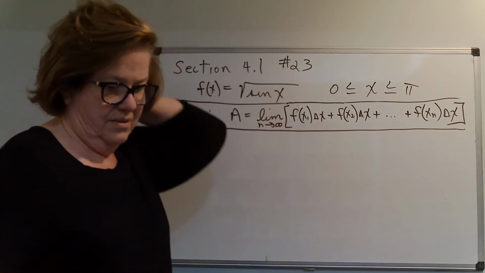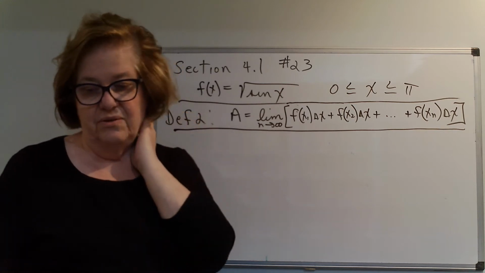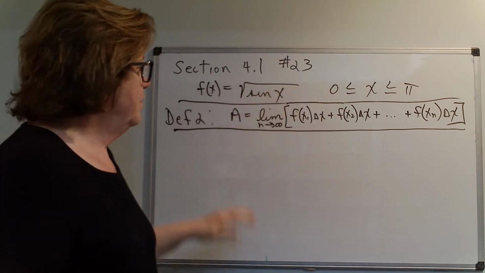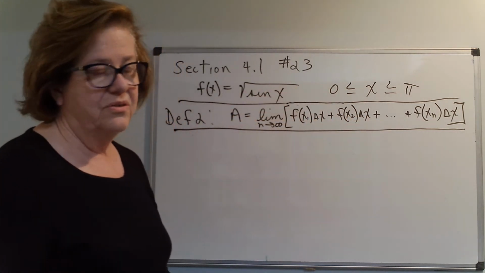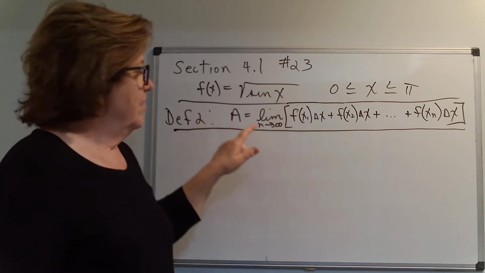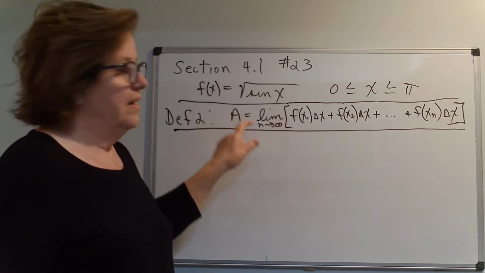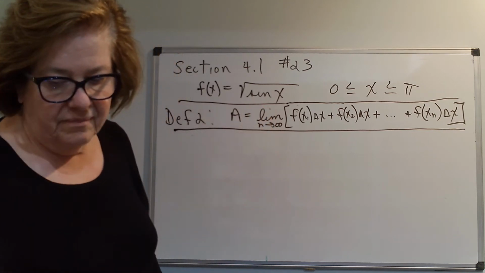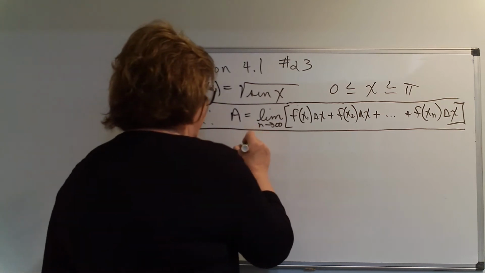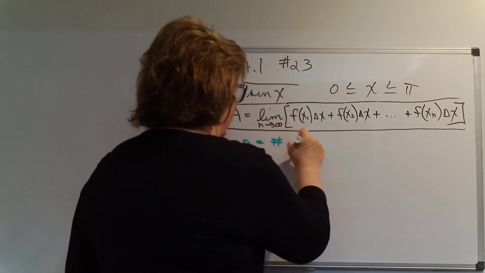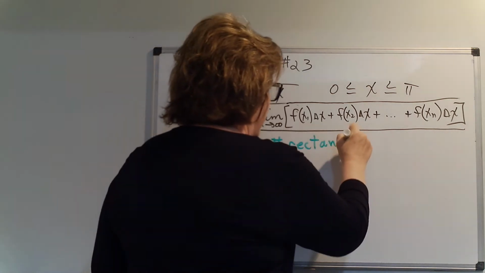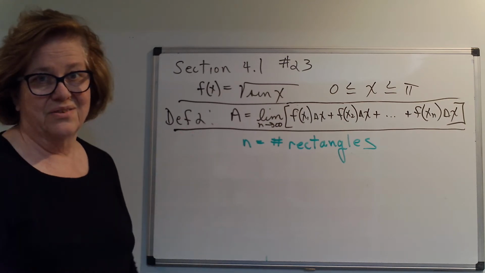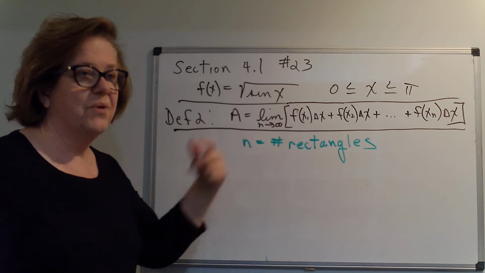So this is section 4.1, problems 21, 22, and 23 all have the same flavor. You're supposed to take them and put them in the form of what they say is definition 2. Definition 2 says the final area is the limit as n approaches infinity. What is n? N is just the number of rectangles. We're taking an infinite number of rectangles. We're taking the limit as n approaches infinity.